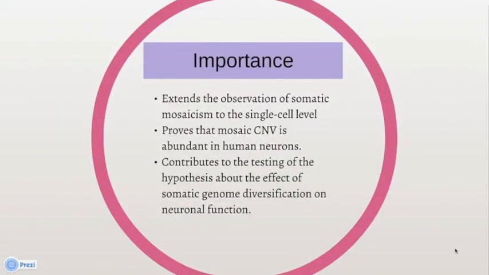The importance of this experiment is that it extends the observation of somatic mosaicism to the single-cell level, proves that mosaic CNV is abundant in human neurons, and contributes to the testing of the hypothesis about the effect of somatic genome diversification on neuronal function.